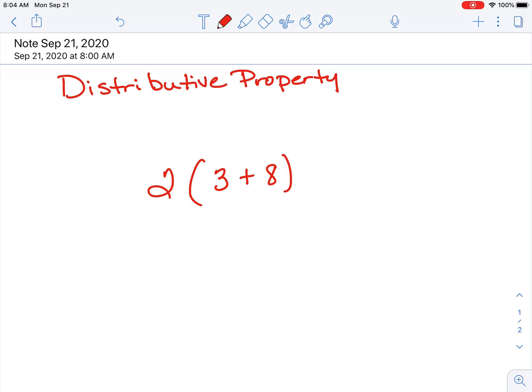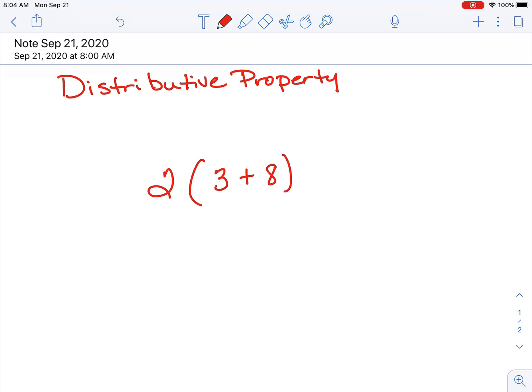Today's learning target is the distributive property. When you were in 5th grade, you probably learned about the identity property, the commutative property, the associative property. This is another property, and this is the distributive property. This is going to be also our last learning target before we have our first unit test. So let's look at this.